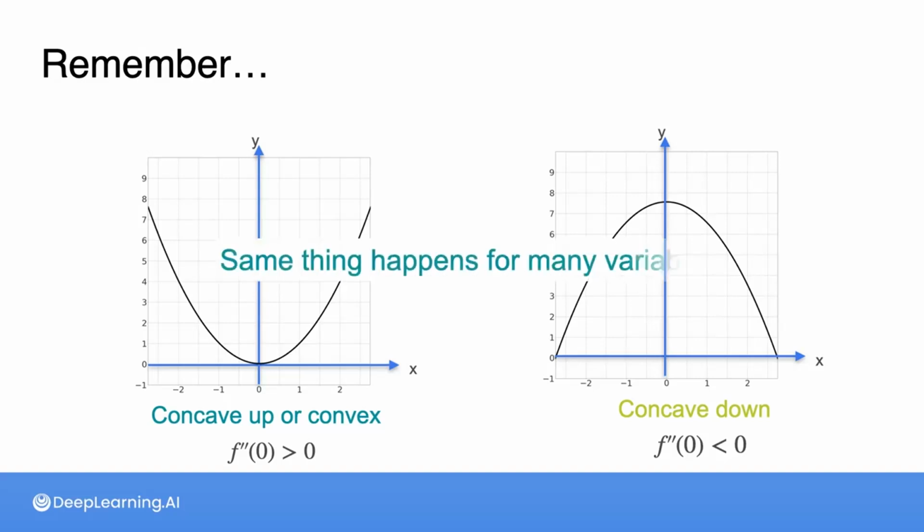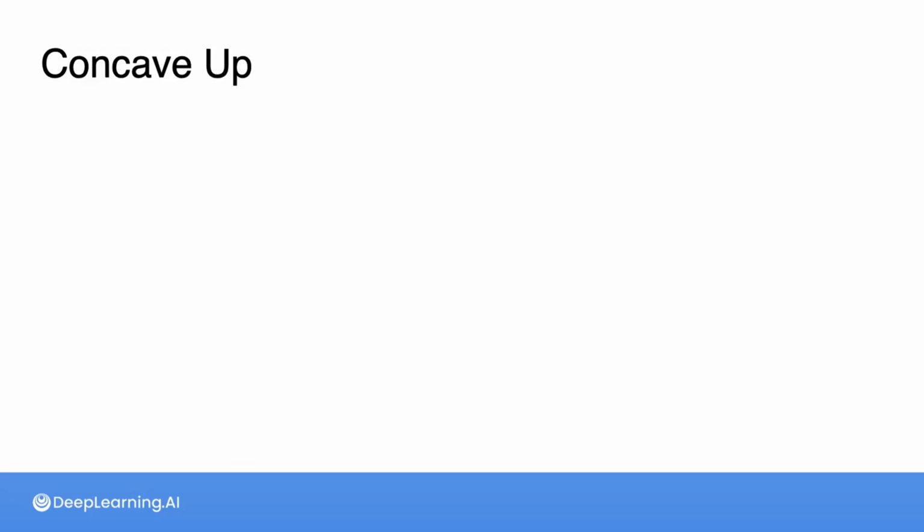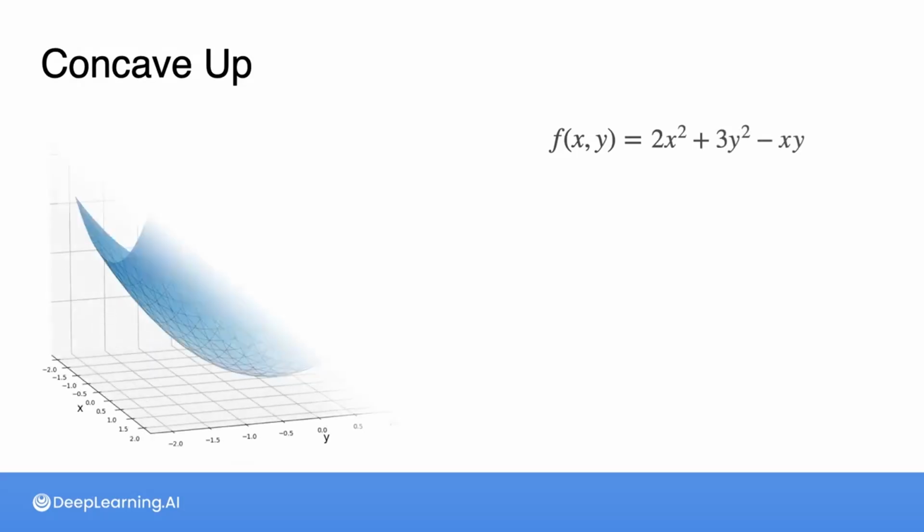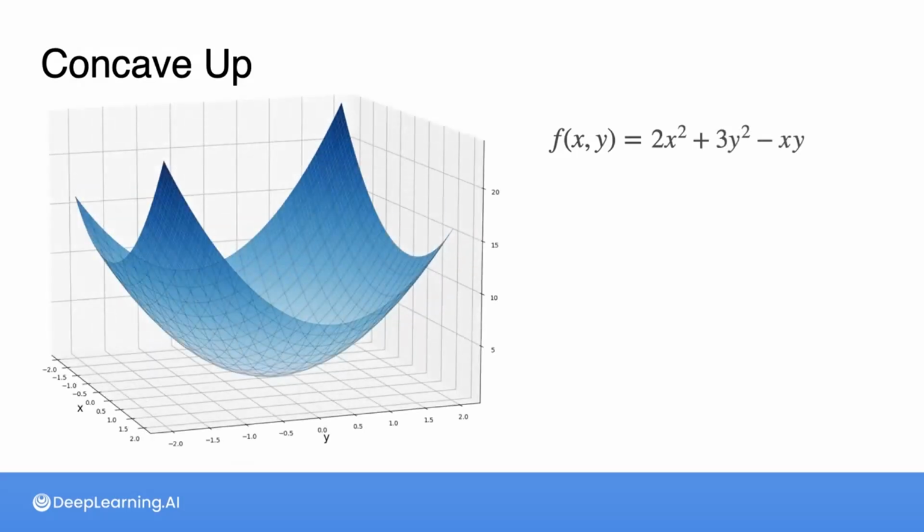The same thing happens for many variables, except you have to keep track of a couple more things. So what does concave up mean in two or more variables? It means it looks like this function, 2x squared plus 3y squared minus xy. Visually, you can tell that the minimum is at this point over here, which corresponds to x equals 0 and y equals 0. By analogy with the one variable case, this kind of looks like a happy face, right? But can we show it numerically? Well, let's look into the Hessian.